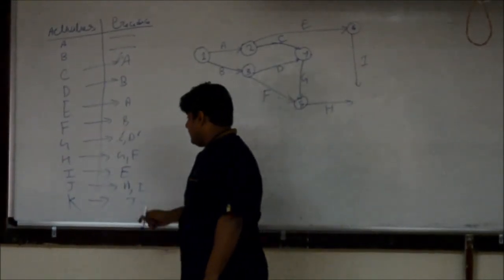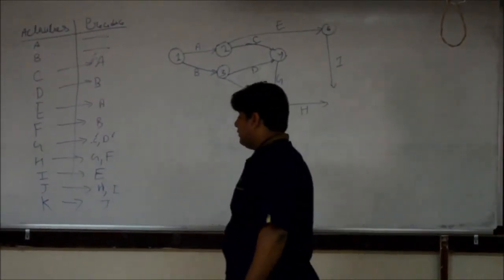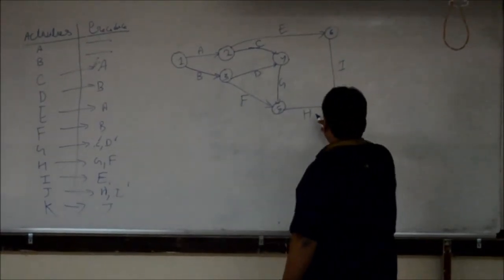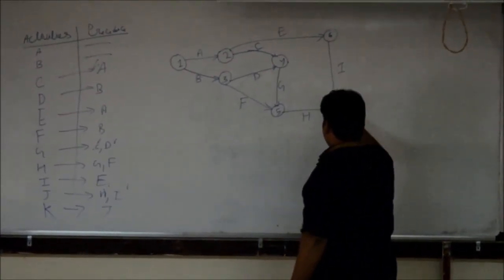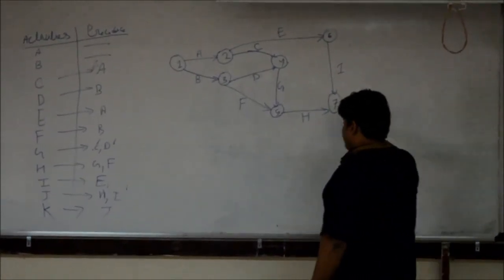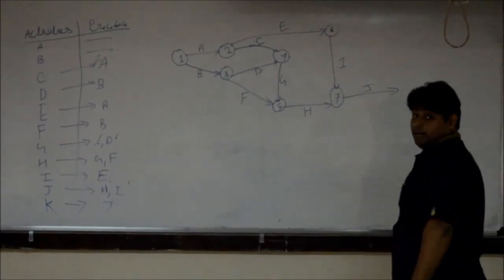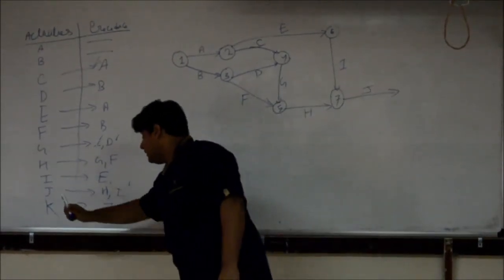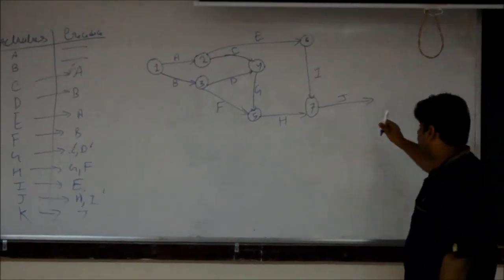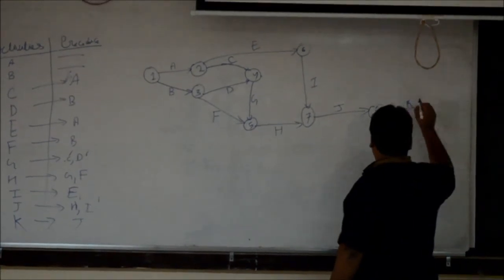Then after that we have to see when activity J is coming. We will go to activity J after the completion of activities H and I. So H and I are completed. Here we need to make one more event, let's make it 7. After this our activity J is completed. Now we will see that activity K occurs when our activity J is completed. So again we need to create one event, let's name it 8, and K occurs.